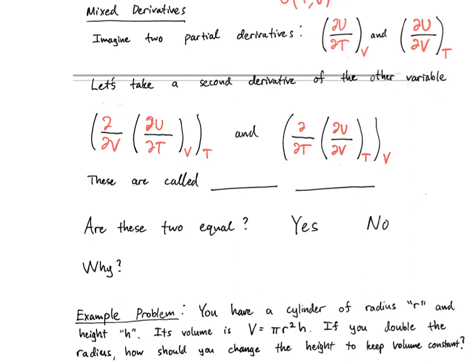It's a little bit funny to think about these things, but I think with more practice you'll get more comfortable. And what these are called are mixed derivatives. It's the derivative in one direction first and then a derivative in the other direction. Now, are these two equal?